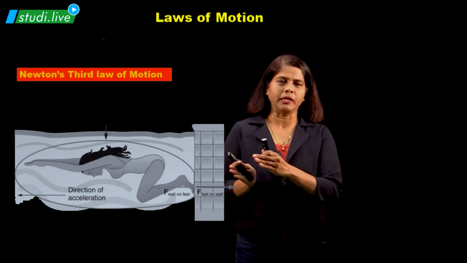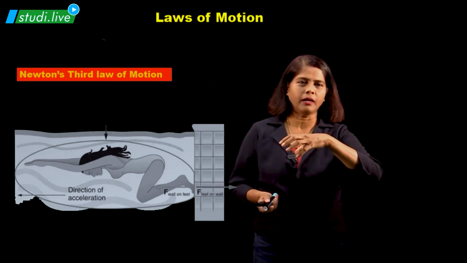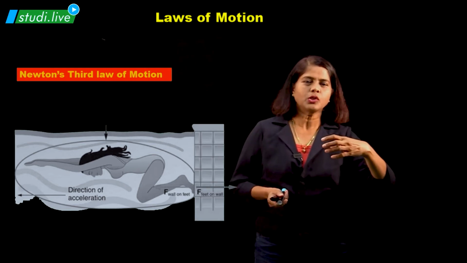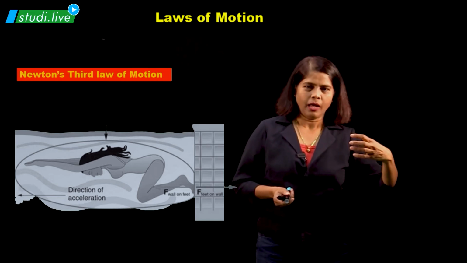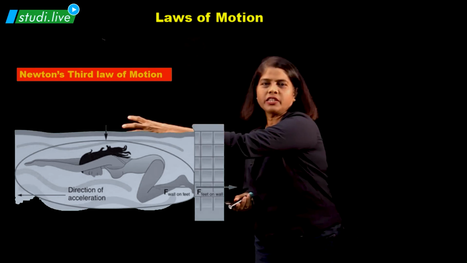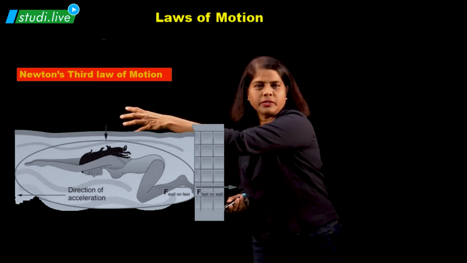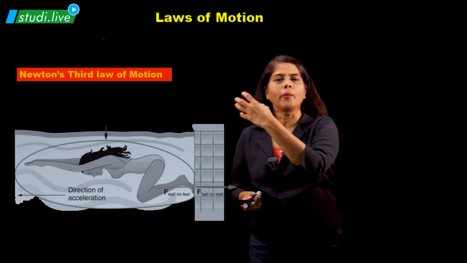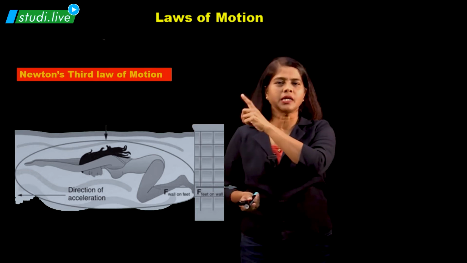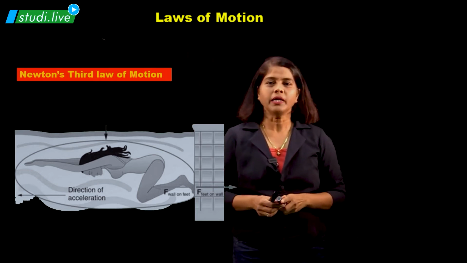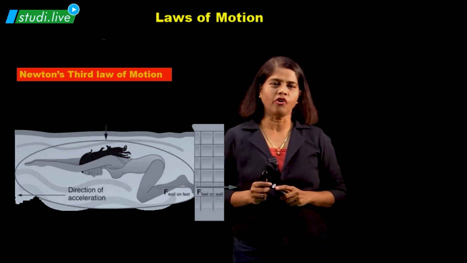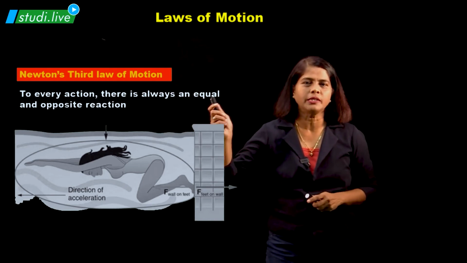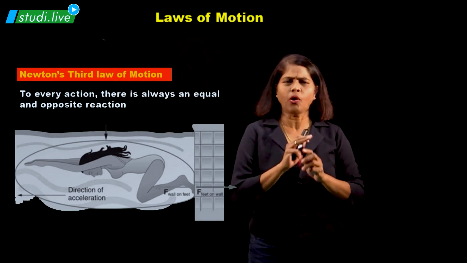While swimming, what do we normally do with the leg? We push the wall. Right? We push the wall with the leg, so that is the action. And the body goes in the forward direction, that is the reaction. So whenever there is action, there is equal and opposite reaction. This concept was given by Newton in his third law of motion. Newton's third law of motion says that to every action there is always an equal and opposite reaction.